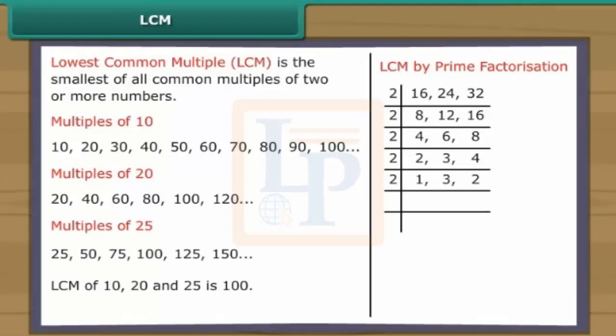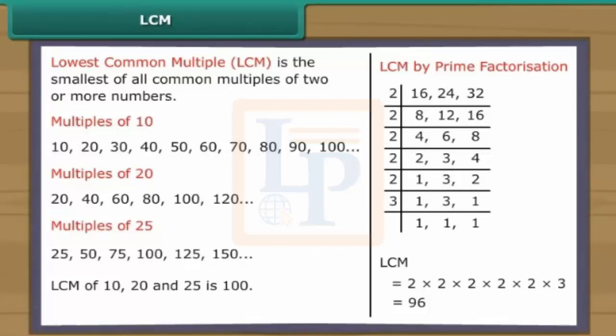Let us continue to divide the quotients by 2 four more times till it is not possible to divide any quotient by 2. The next smallest prime factor that divides one of the quotients 1, 3 and 1 is 3. Multiply all the divisors 2, 2, 2, 2, 2 and 3. Therefore, LCM is equal to 2 into 2 into 2 into 2 into 2 into 3 is equal to 96.